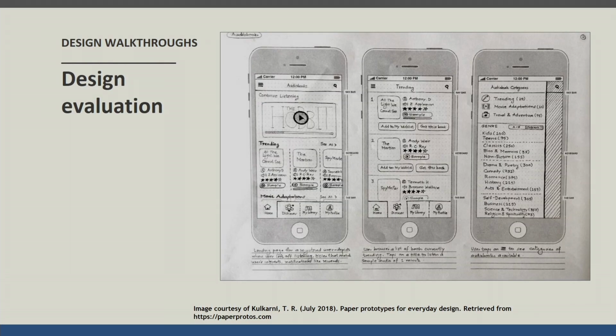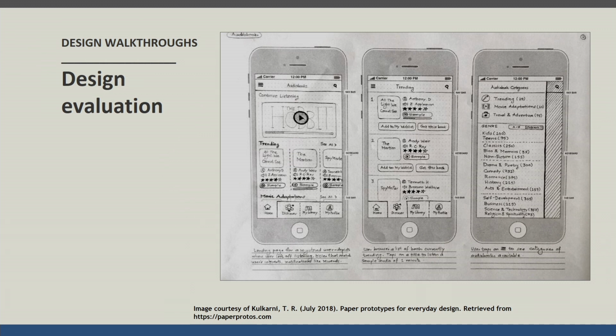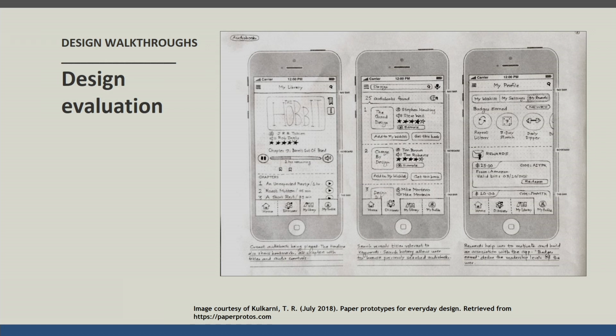I am showing a few of these paper prototypes before you now. You can see the designer has not only detailed the different functionality of an application, he has also written below it what is happening in that particular screen. By using this, he can offer a walkthrough to the entire team or to a representative group of end users. Once again, you can see another prototype in place.